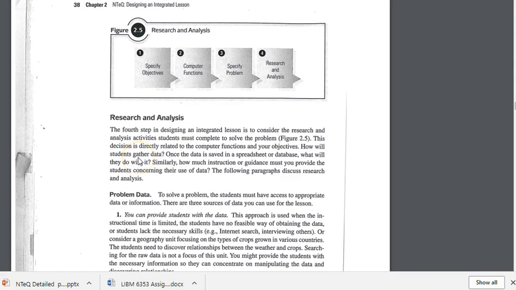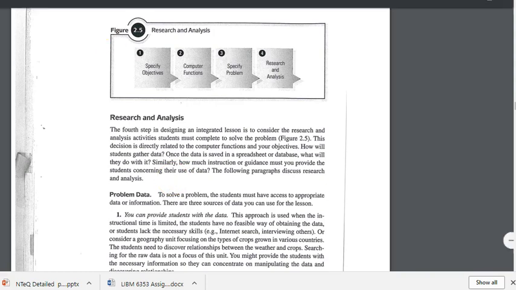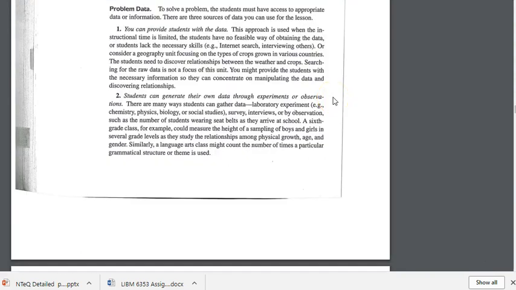How will students gather data? Once the data is saved in a spreadsheet or a database, what will they do with it? Similarly, how much instruction and guidance must you provide the students concerning their use of data? The following paragraphs discuss research and analysis. So in order to solve the problem, there are 3 different ways data can be used or produced for the lesson. You can provide the students with the data.